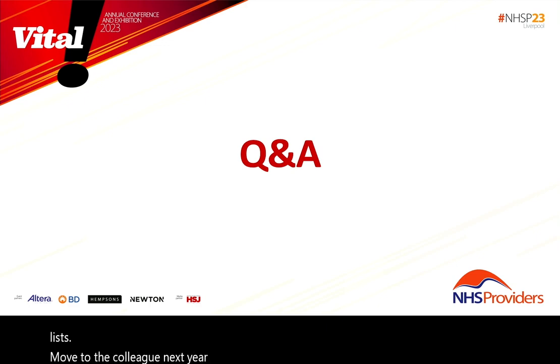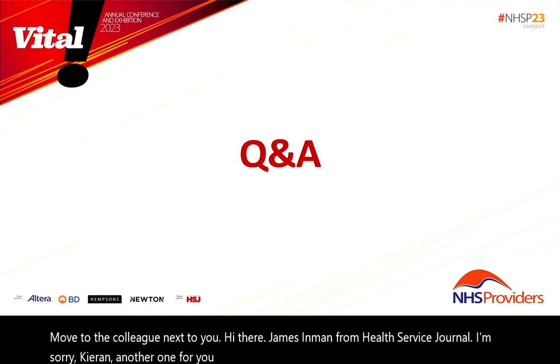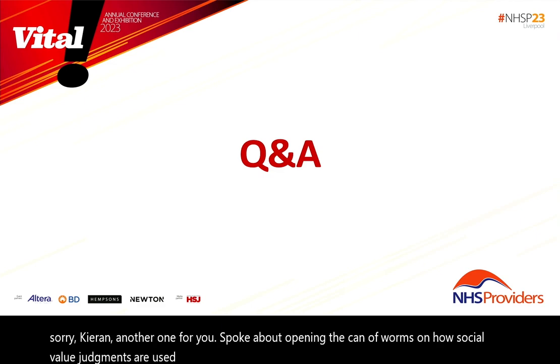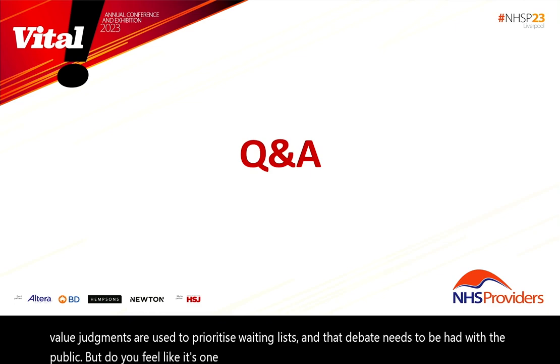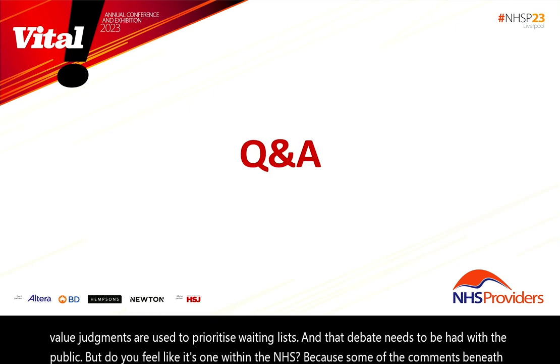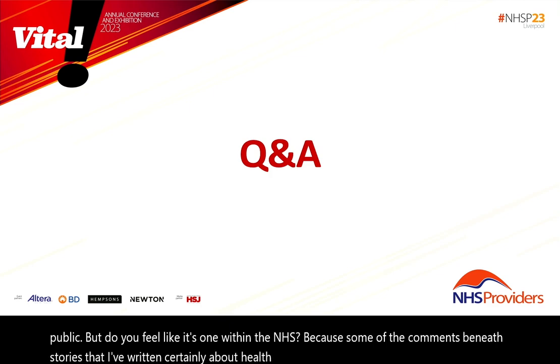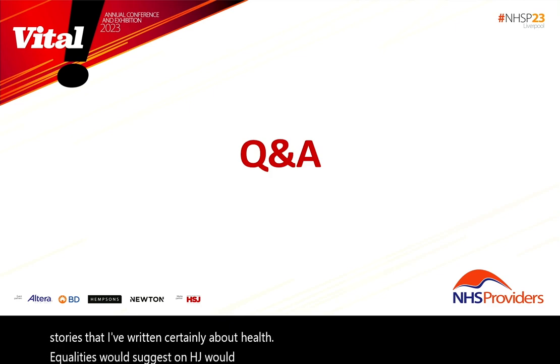Hi there, James Elman from Health Service Journal. Sorry, Kiran, another one for you. You spoke about opening the can of worms on how social value judgments are used to prioritise waiting lists, and that debate needs to be had with the public. But do you feel like it's one within the NHS? Because some of the comments beneath stories that I've written on HSJ, certainly about health inequalities, would suggest that's not quite won yet.